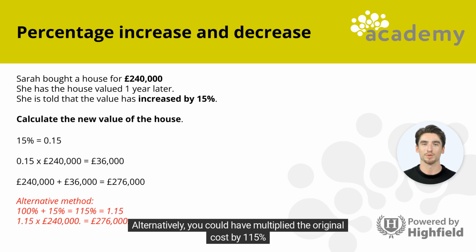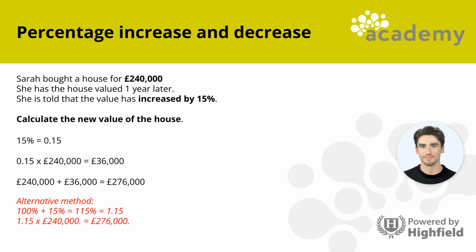Alternatively, you could have multiplied the original cost by 115%. 115% as a decimal is 1.15.